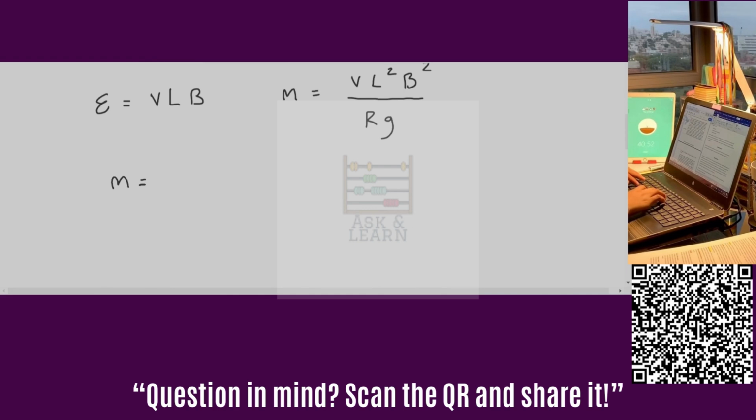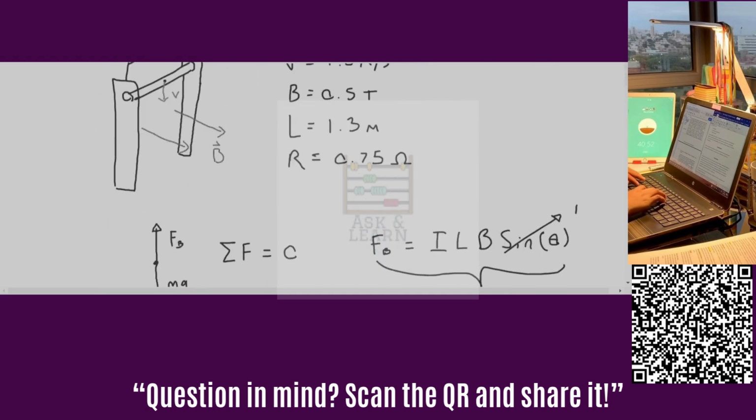And if we plug them in, we're going to get a mass of 0.23 kilograms. So again, key thing to that part of the problem, we were in static equilibrium. There was a force of gravity on our bar.